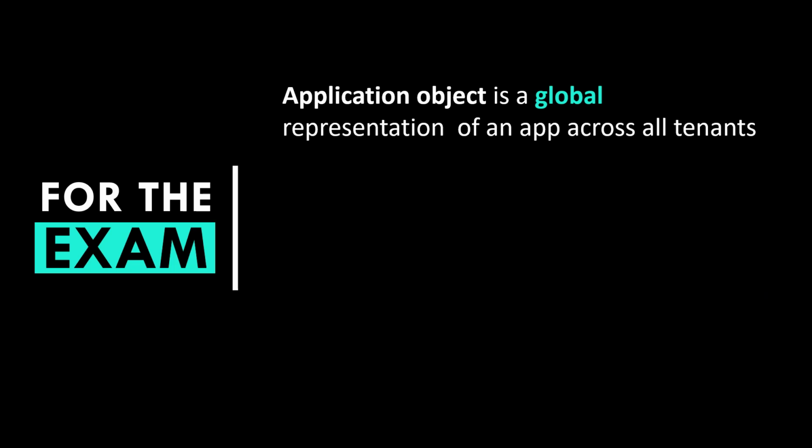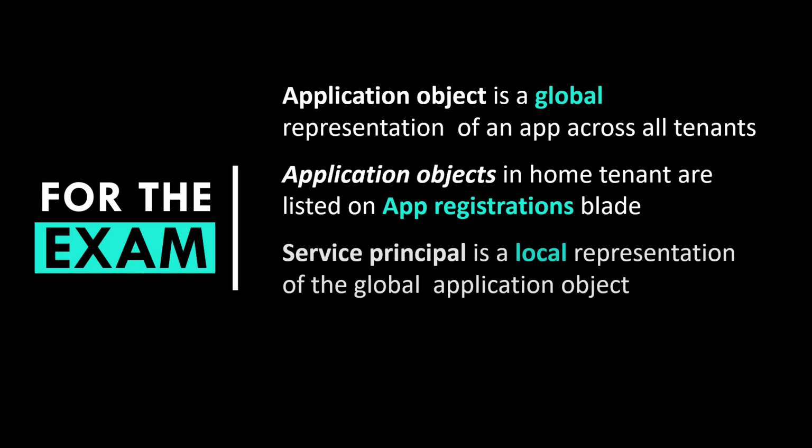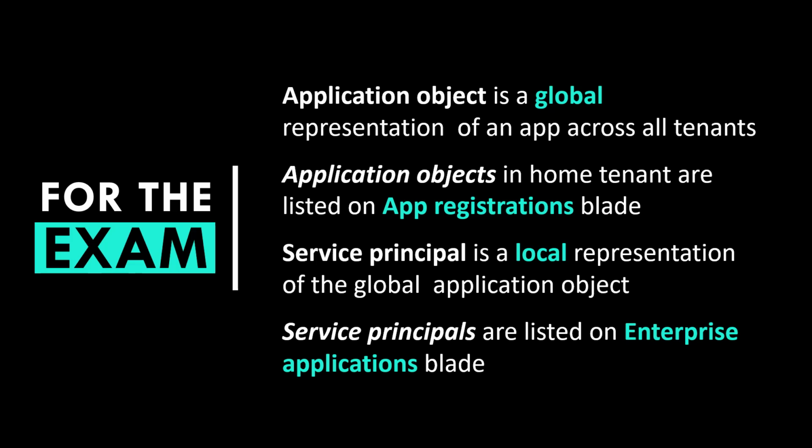Also, there are two objects created in this registration process that you want to think about. The application object is a global representation of an app across all your tenants, and in the home tenant, they're listed under the app registrations blade in Azure AD. The service principal is a local representation of that global application object, and that's listed on the Enterprise Applications blade. And if you want to revoke access to an app, you're going to go to the Enterprise Applications blade, and you're going to delete that service principal.